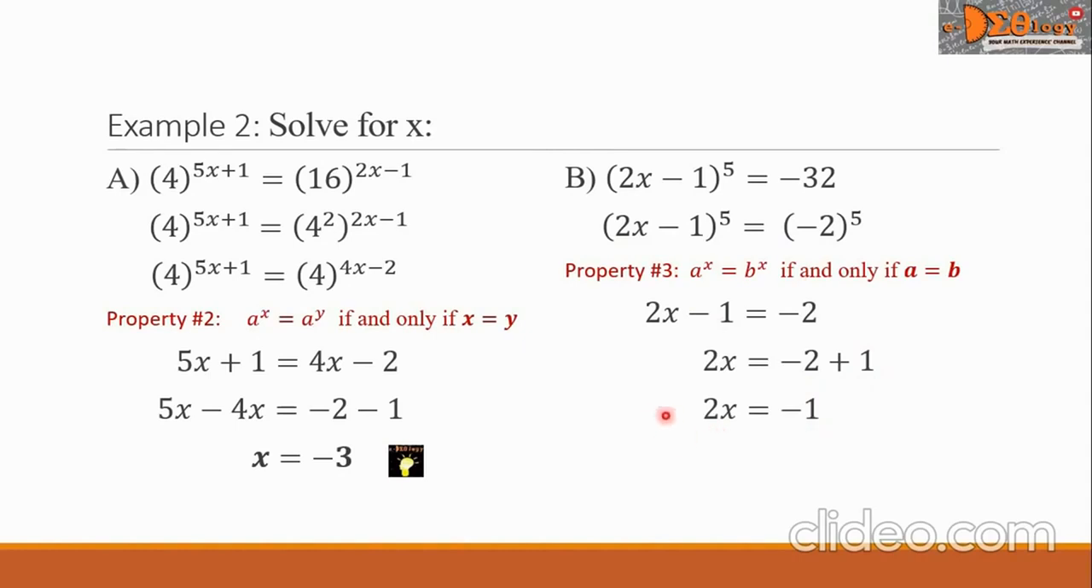We will divide this equation by the coefficient of x, which is 2. So we have now 2x over 2 equals negative 1 over 2. And we will cancel the coefficient of x and the divisor 2. So only x comes down, and this is equal to negative 1 over 2. This is our final answer.